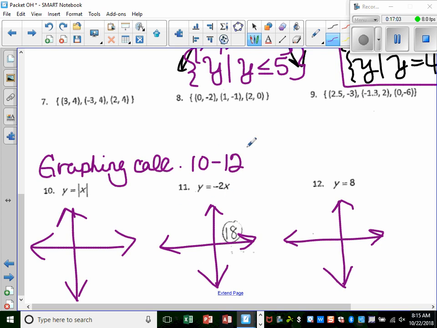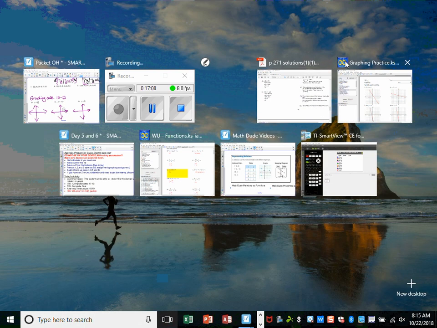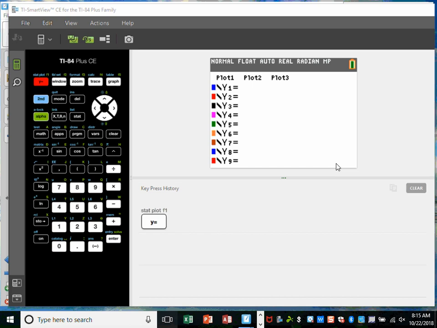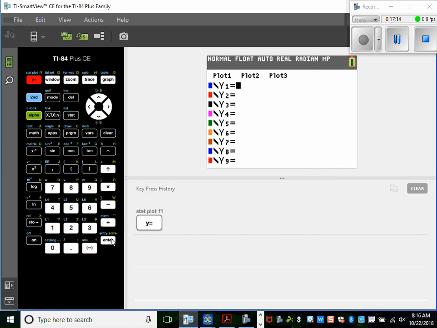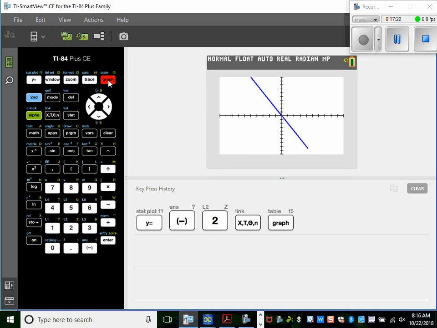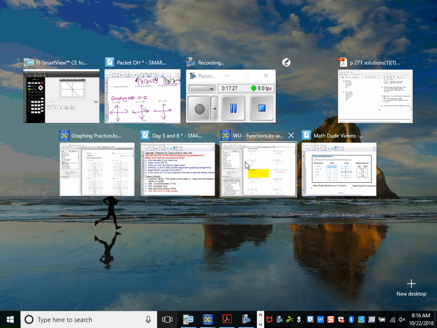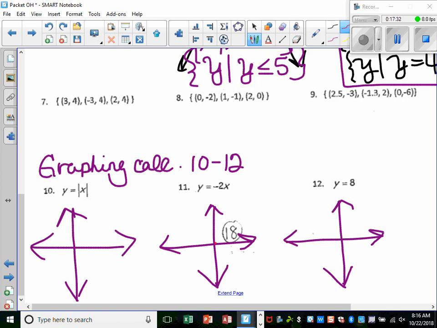I'm going to do number 11 with you. So if you would, go ahead and hit the y equals key, hit clear on anything that's in there, and then put in -2x and then graph it. Okay, so it looks like this. So I'm going to go back here and just draw a graph. Just sketch it. That's what it looks like on the graphing calculator.